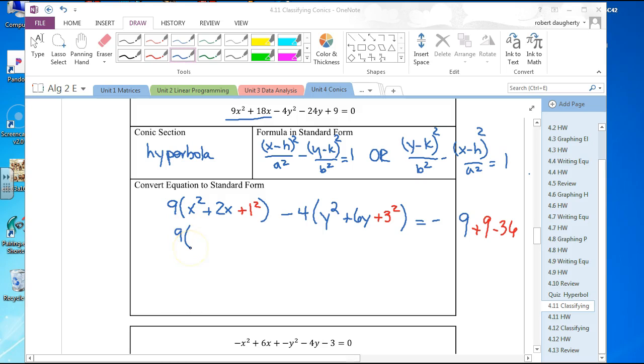So when I factor this, what do I get? (x plus 1) squared minus 4, what? Equal what? Negative 36. Okay. Now, is that finished, equal to negative 36? What do I want it to be equal to? I want it to be equal to 1.